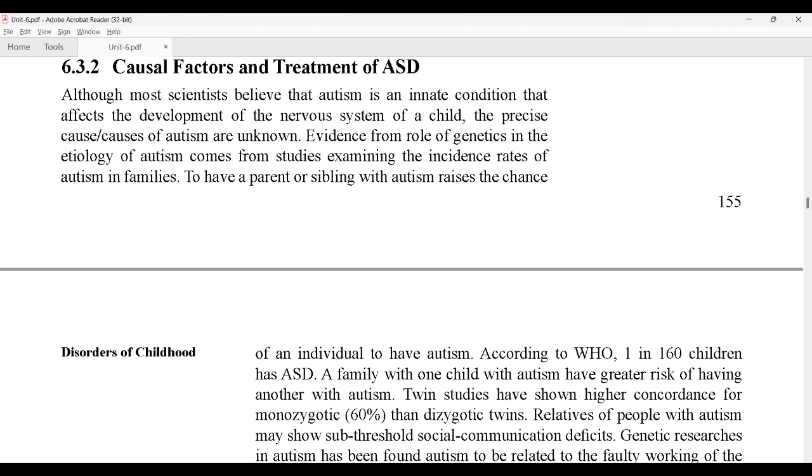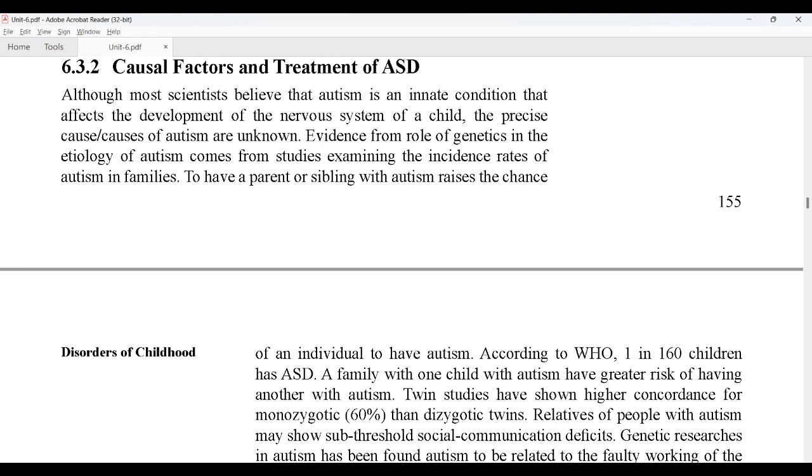According to WHO, 1 in 160 children has ASD. A family with one child with autism has a greater risk of having another with autism. Twin studies have shown higher concordance for monozygotic twins, 60%, than dizygotic twins. Relatives of people with autism may show subthreshold social communication deficits.